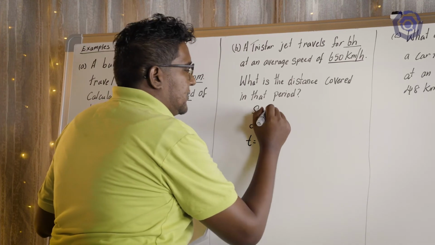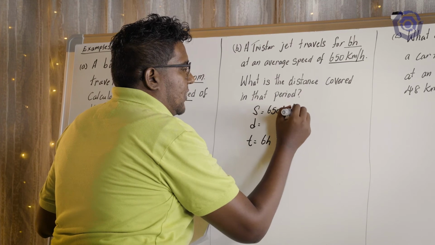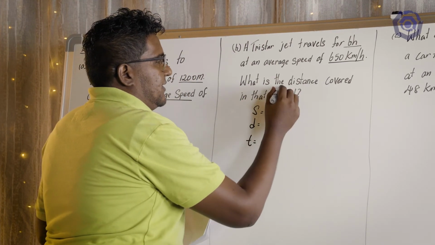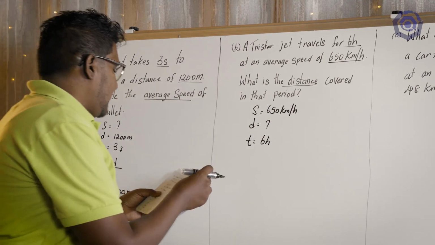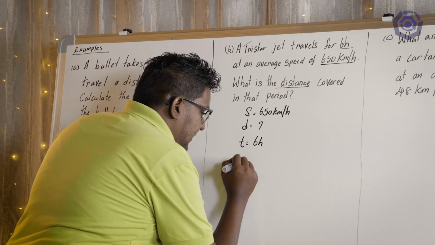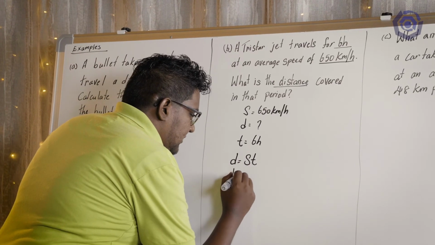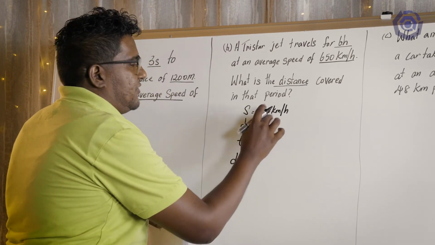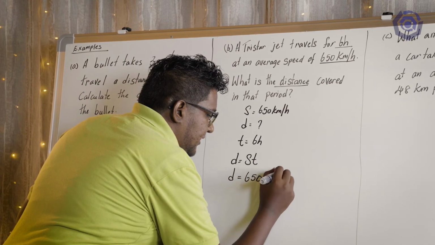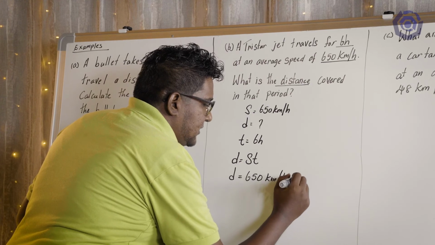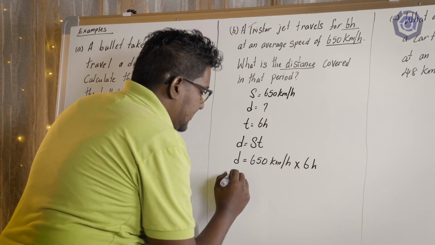So in this one, they give us the average speed, and they want us to find the distance. So we don't know the distance. So the formula we're going to use here is d is equal to average speed times time. The distance is equal to our average speed, which is 650 kilometers per hour, multiplied by the time, which is 6 hours.